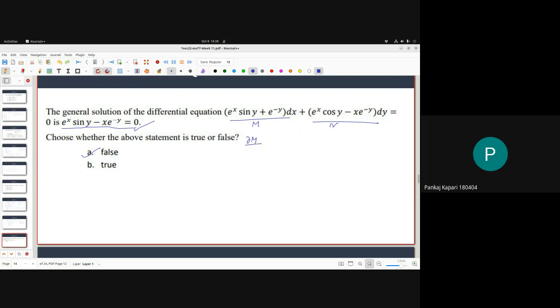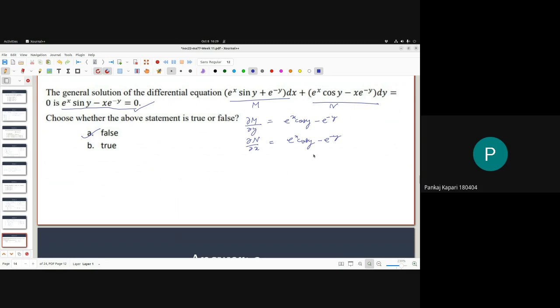Find the partial derivative of M with respect to y. What is that? It is e to the power x cos y minus e to the power minus y. What is del N over del x? Again, e to the power x cos y minus e to the power minus y. Okay, so this means that the given differential equation is exact. So let's call it equation one.